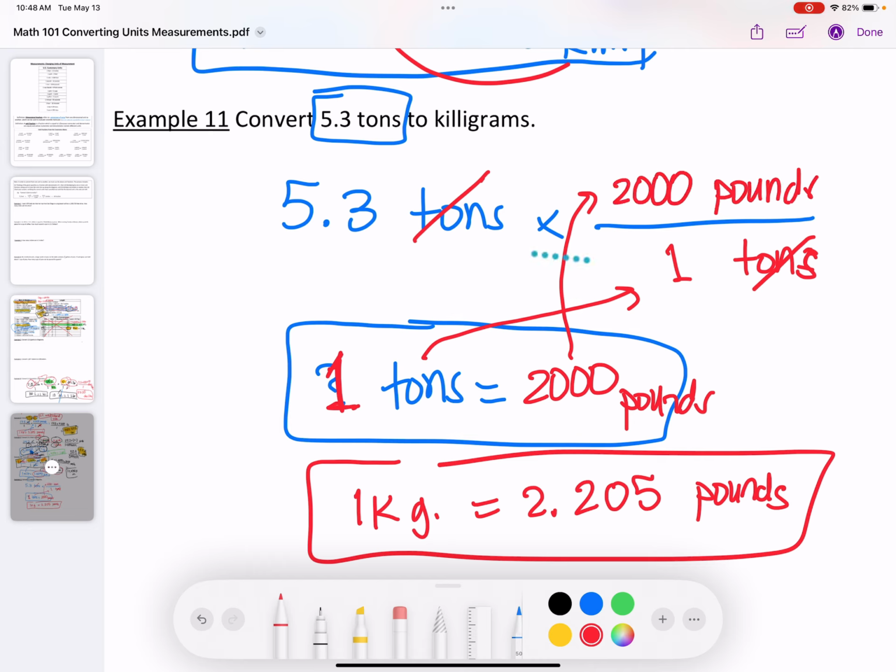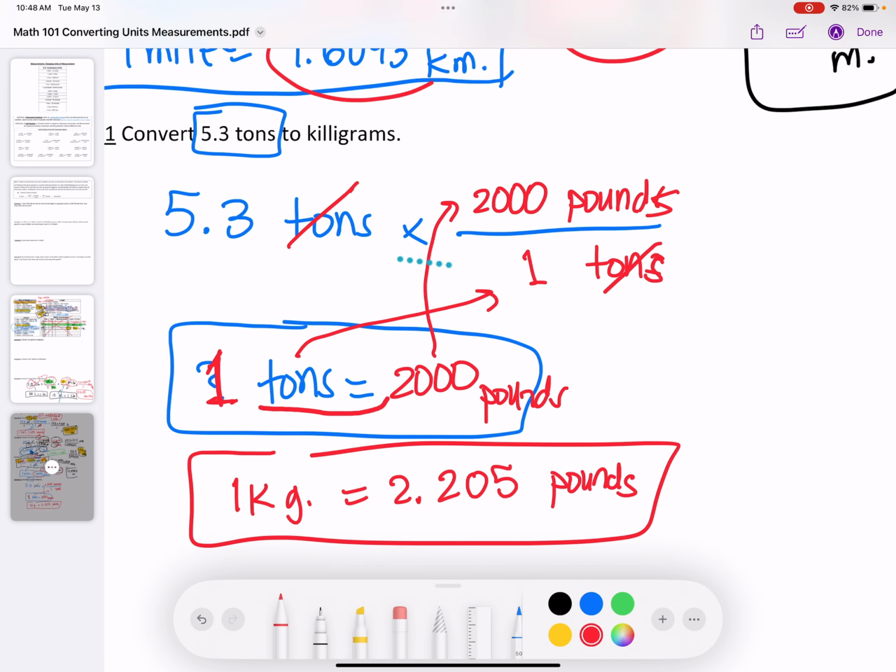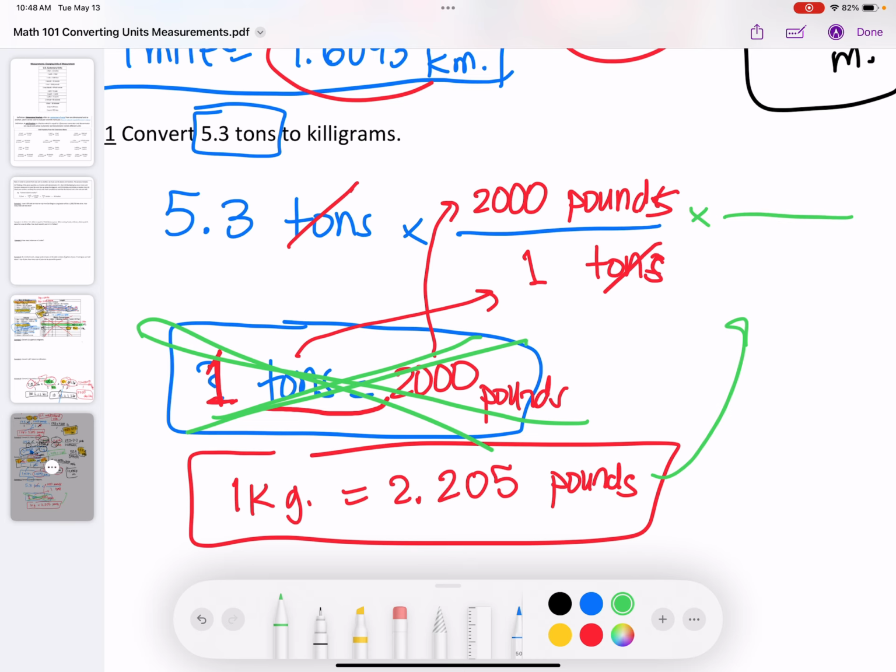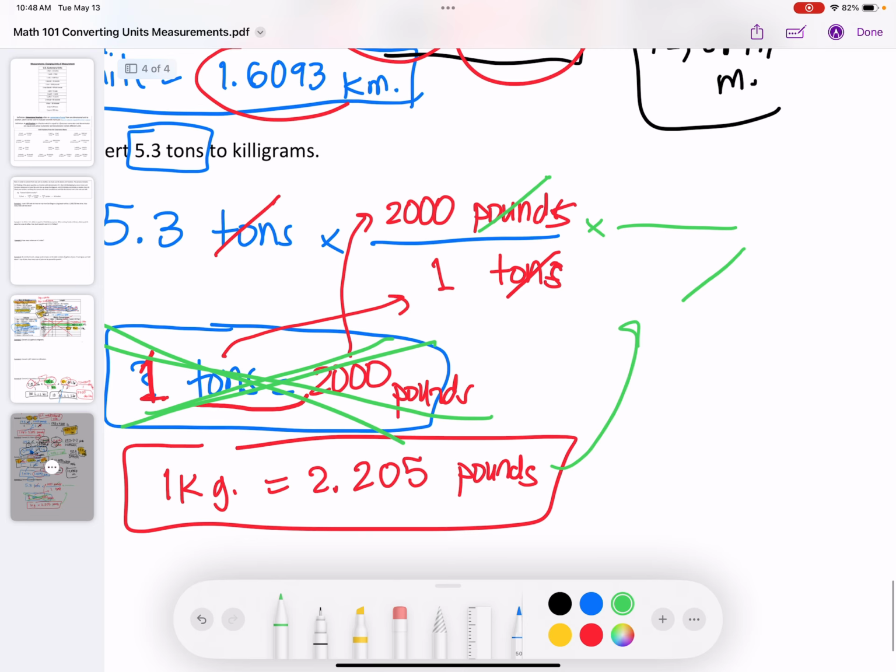But again, I don't want to end in pounds, so I need another conversion or a unit. I already used this one, so I'm going to cross it off and get it out of my mind. Now I'm going to use this one somehow. Which way is it going to be? Is it going to be 1 kilogram over 2.205 pounds, or 2.205 on the top? Well, I want to step off the stepping stone of pounds. I don't want to be in pounds anymore. So I want to make sure I see pounds in the denominator when I do the next unit fraction.